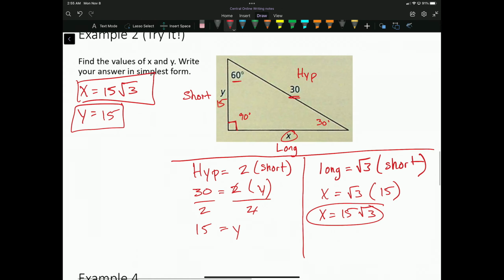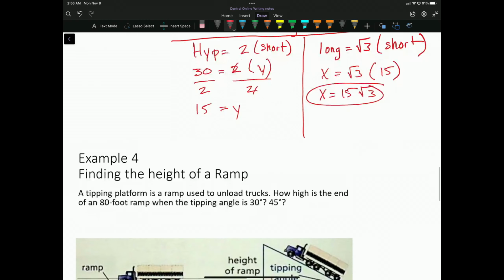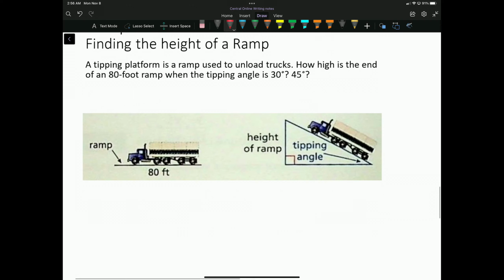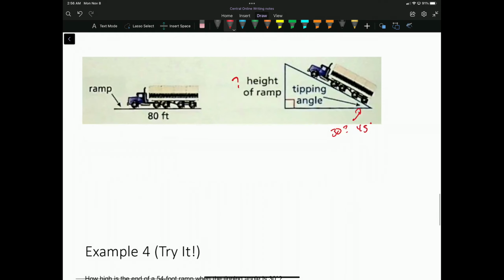All right. So two basic ideas that we talked about in this. Oh, got one more example. Sorry. All right. So a tipping platform is a ramp used to unload trucks. How high is the end of an 80-foot ramp when the tipping angle is 30 degrees and 45 degrees? So we have our picture here. We have our tipping angle. We're trying to figure out what this length here is when this angle here is going to be 30 and 45 degrees. Okay, so let's go ahead and draw a couple examples.